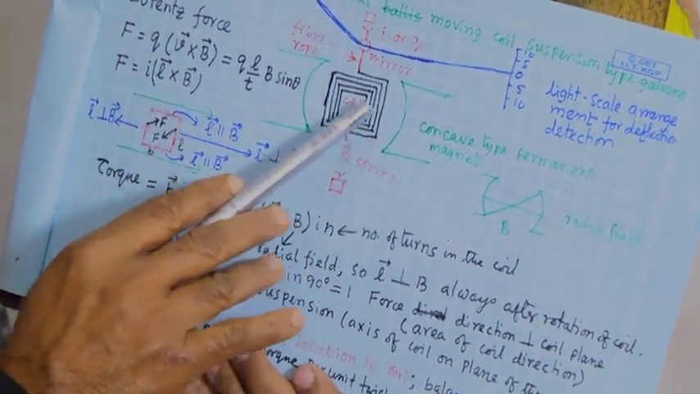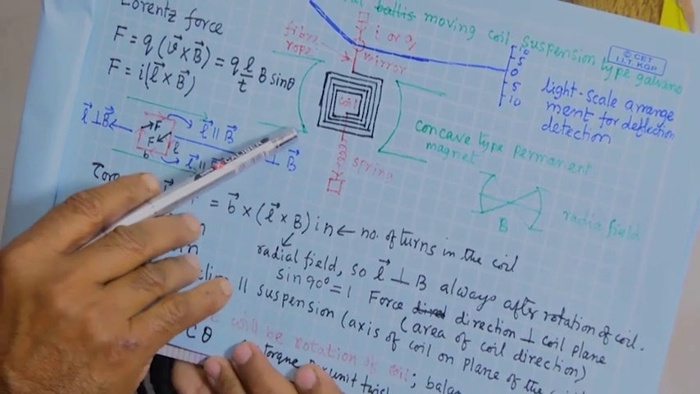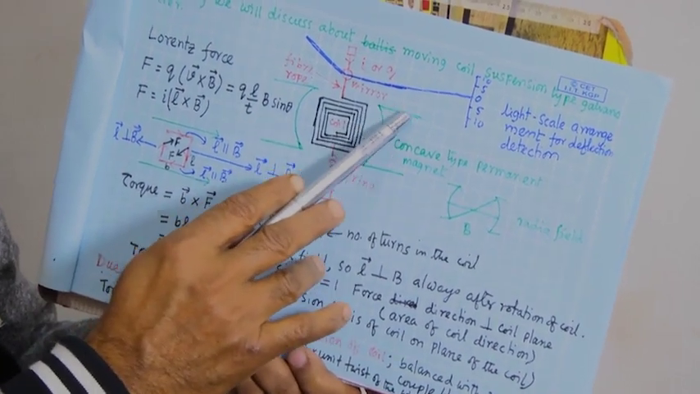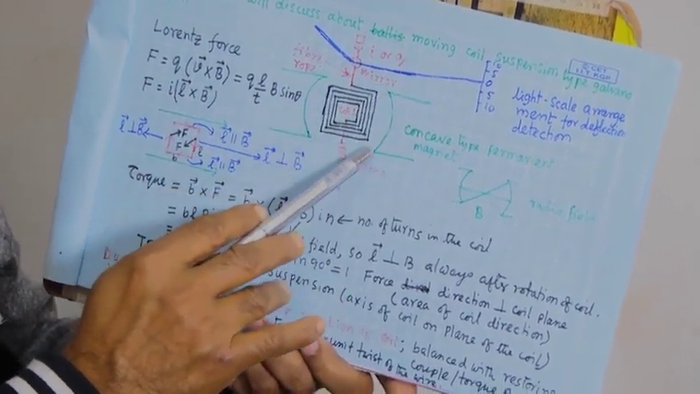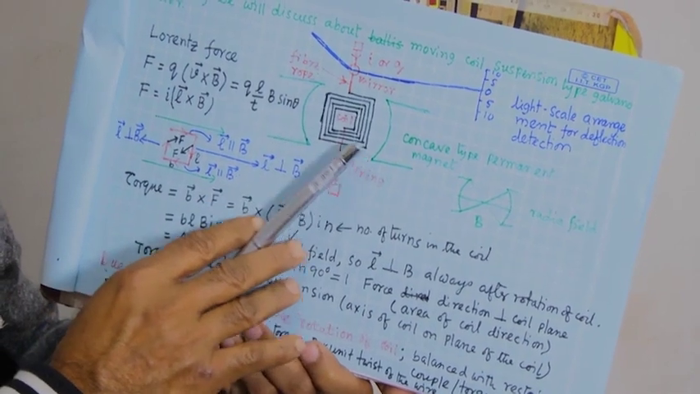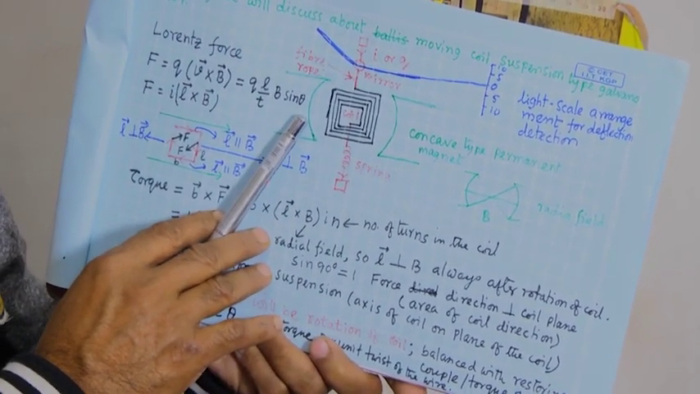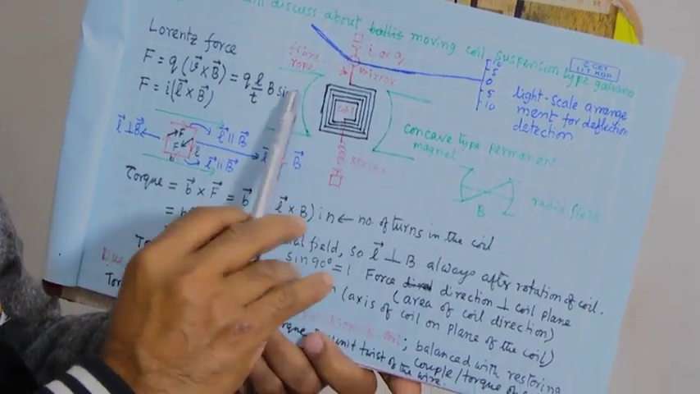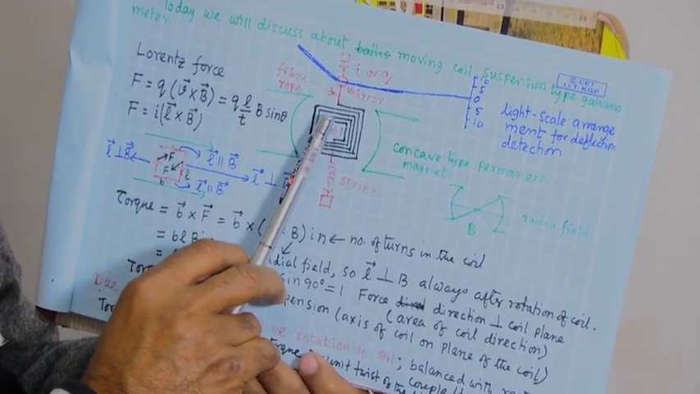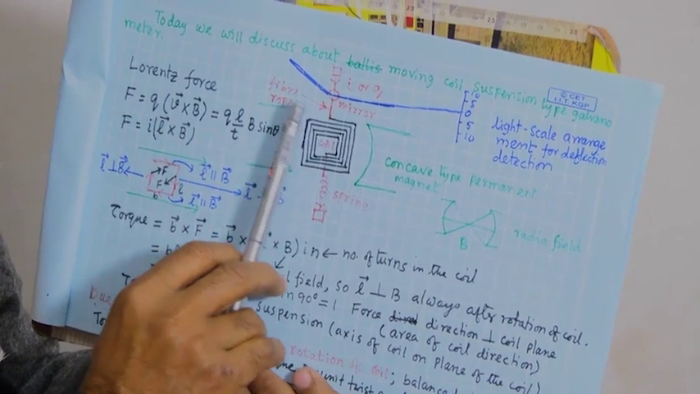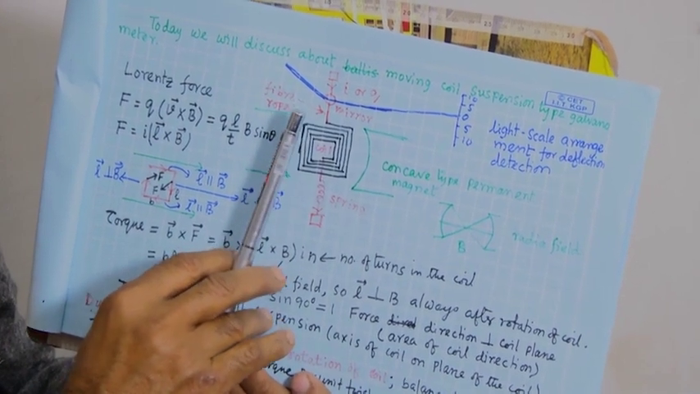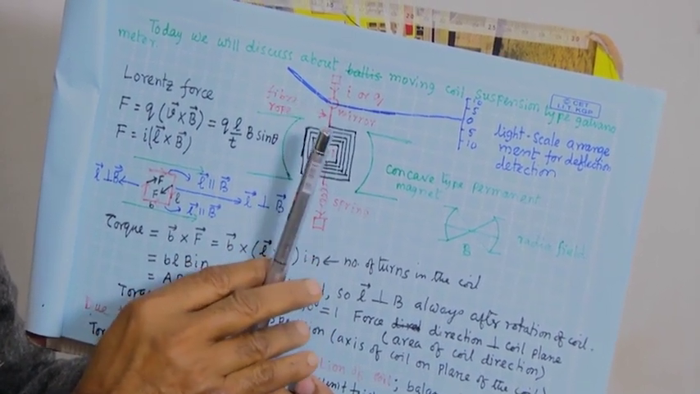Now this coil is placed in a permanent magnet, and this magnet is fixed. This is a permanent magnet, but its pole shape is concave type. There is a reason for taking this concave type pole. If you take a flat pole, then the magnetic field will be like this. Now when the coil moves, a component of this magnetic field will participate in the torque. So the torque will vary when this coil rotates.